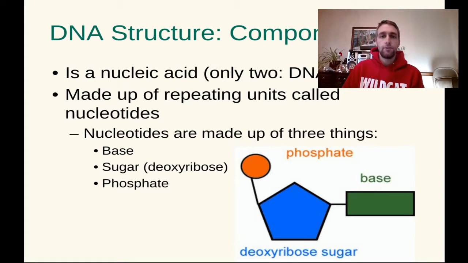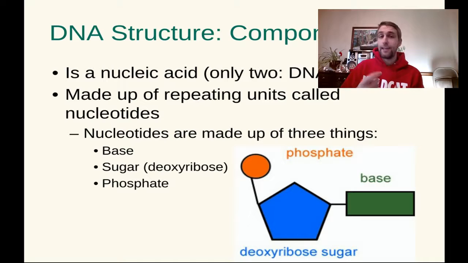So, main components of the structure of DNA. So, remember, DNA is a nucleic acid. There are only two types of nucleic acid, DNA and RNA. For now, we're just talking about DNA, deoxyribonucleic acid. Because it's a macromolecule, it's a polymer. That means it's made up of repeated monomers over and over and over again.